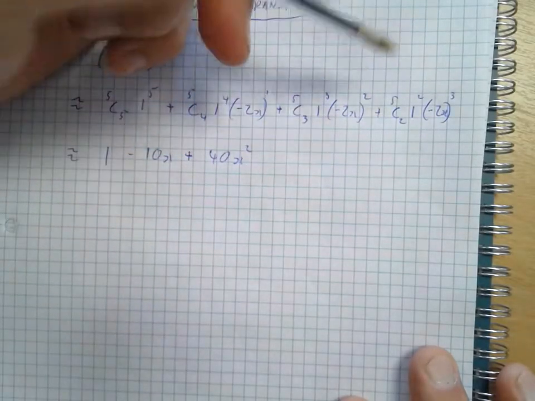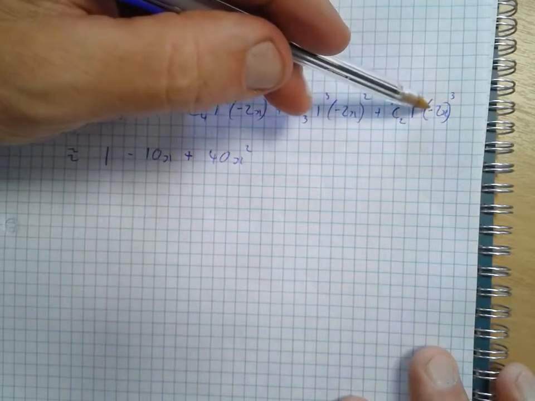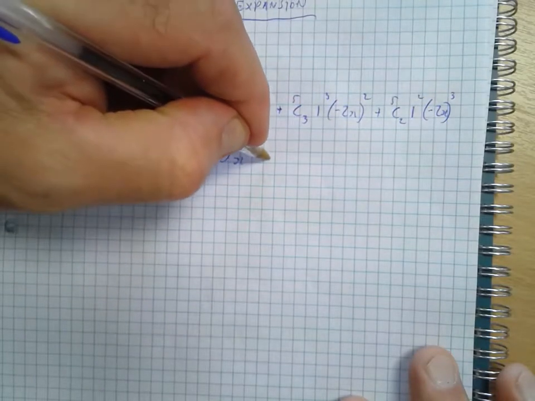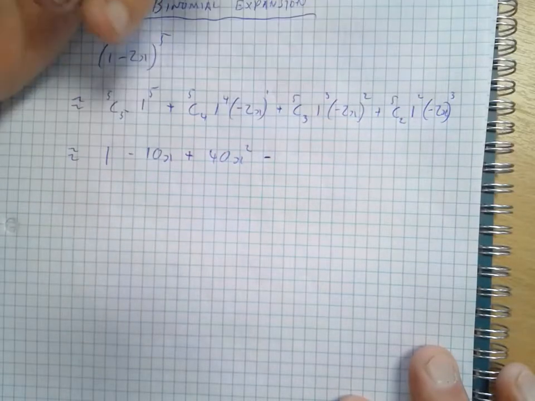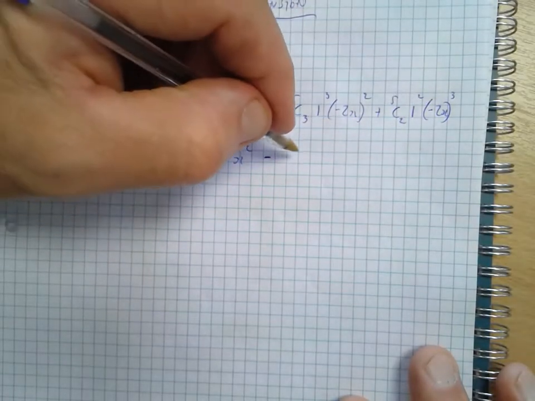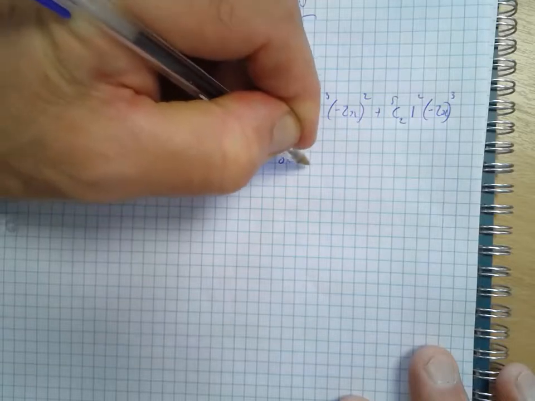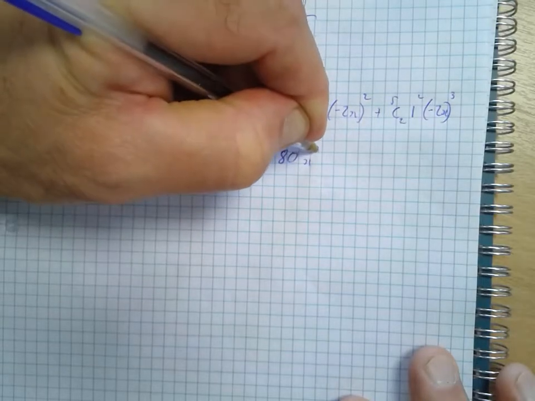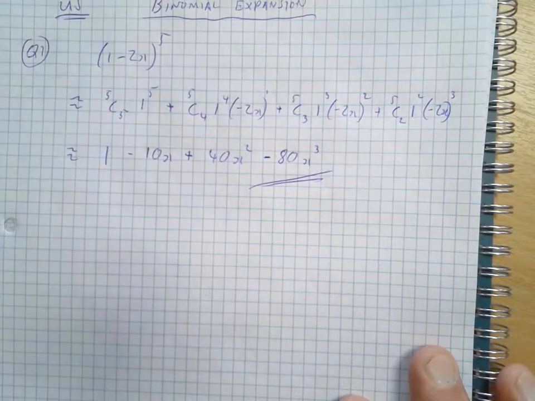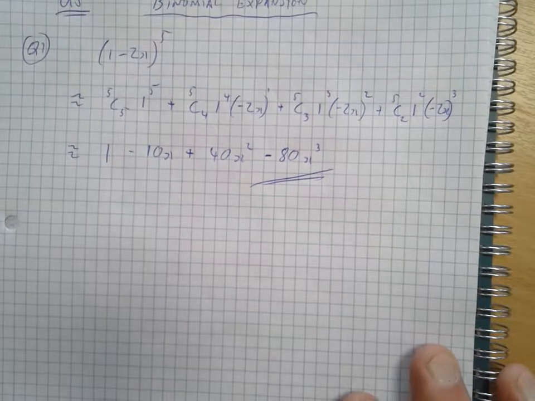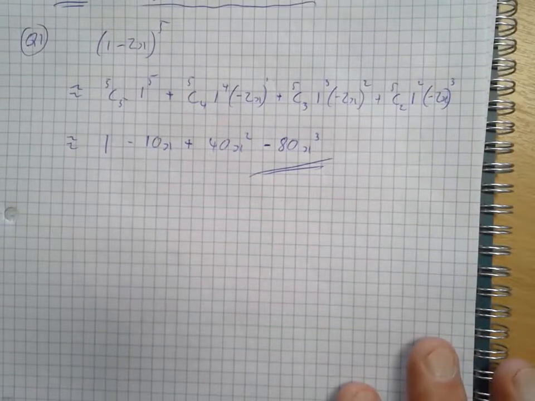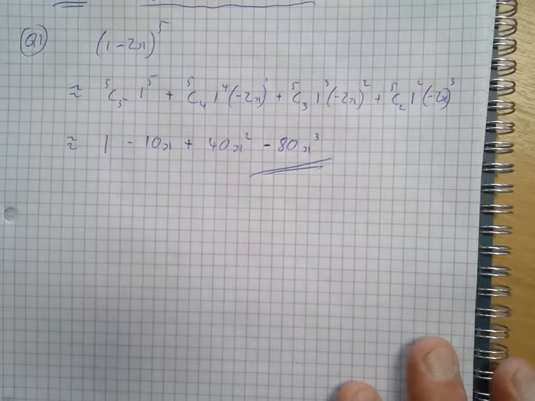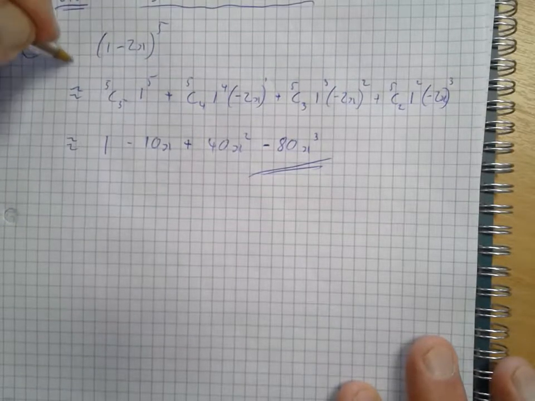So I end up with 40x squared. And then the last term is going to be minus cubed, so that's minus 5c2 on your calculator times by 1 times by (minus 2) cubed, which ends up with minus 80x cubed. So just be fairly methodical with this, although it may seem a little time consuming. Just go through it stage by stage and you're going to minimise the likelihood of making sign errors and the like. Okay, that was part A.